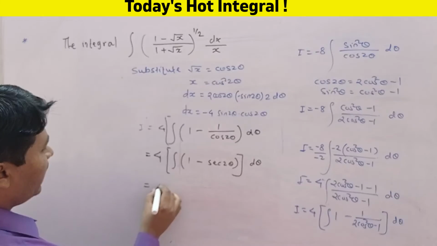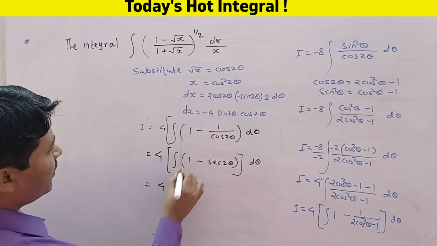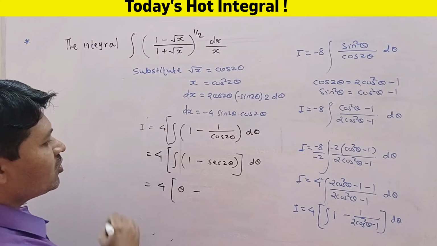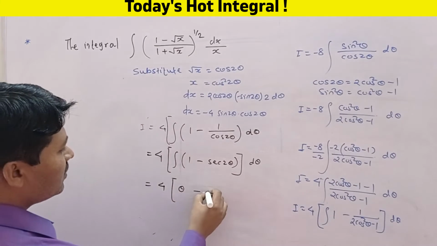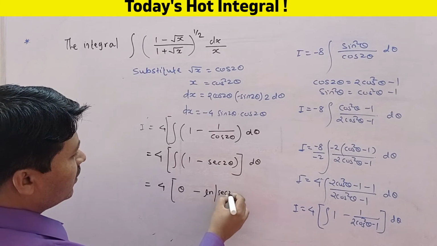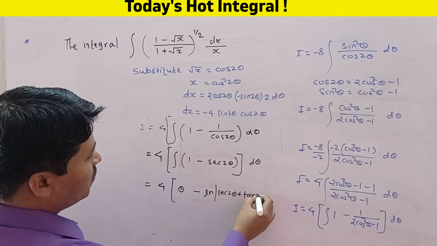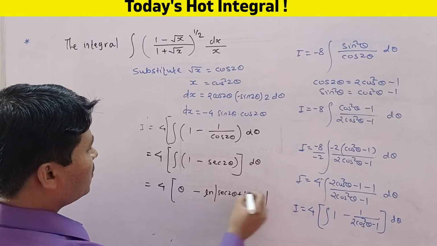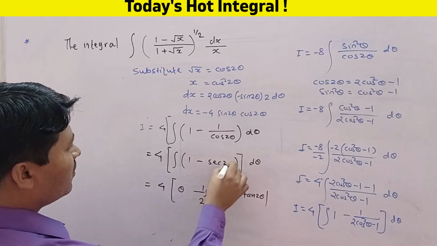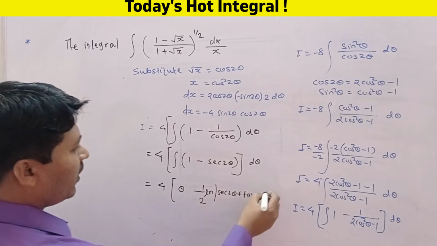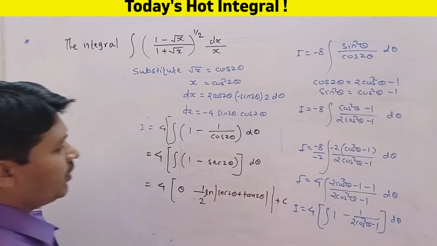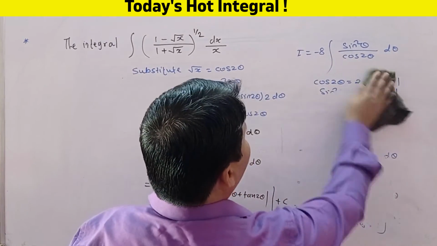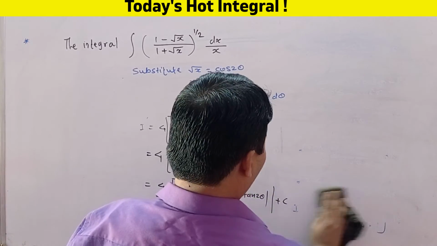Yes, okay. Therefore we get here 4 times the integration of 1, that means this is theta, and integration of sec 2 theta, that means this is ln of sec 2 theta plus tan 2 theta, bracket complete. Yes, okay. And this is also 1 by 2 here, the derivative of 2 theta. Yes, okay. And plus C is the constant of integration. Yes, okay. And now I can simplify again this term in terms of x.